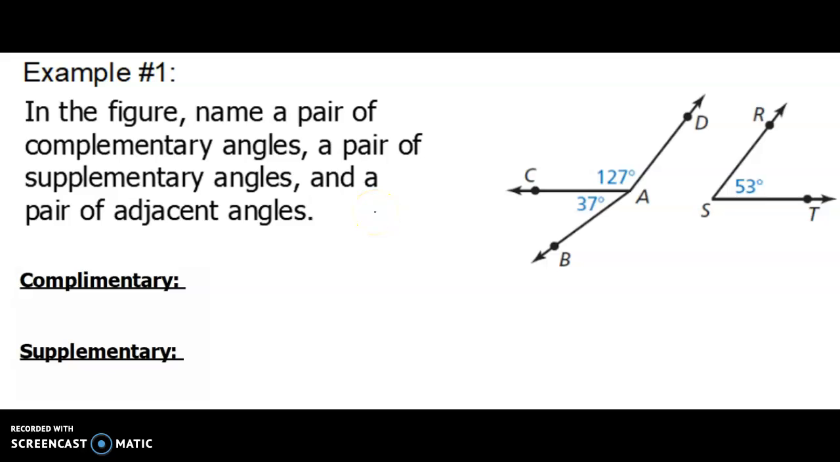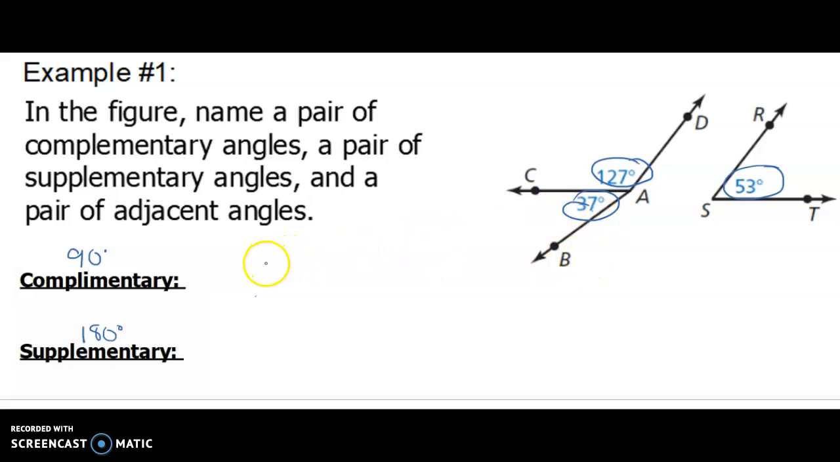All right, let's look at example number 1. Now we're going to use this diagram to the right. We have 1, 2, 3 different angles. And it says, in the figure, name a pair of complementary angles, supplementary angles, and a pair of adjacent angles. Well, we're going to use these measures to find out complementary, supplementary, and adjacent. So remember, complementary, 2 angles that add to 90, supplementary, 2 angles that add to 180. Okay, well, notice 37 and 53 add to 90.